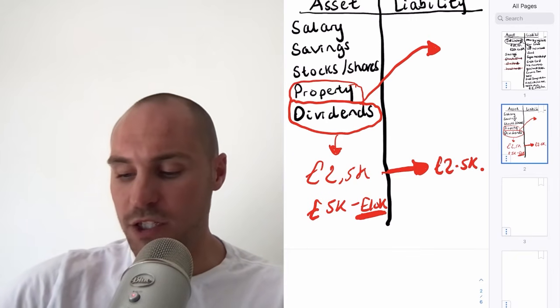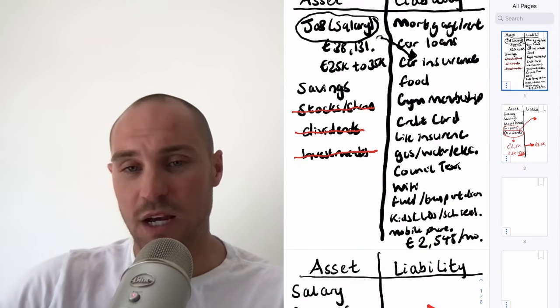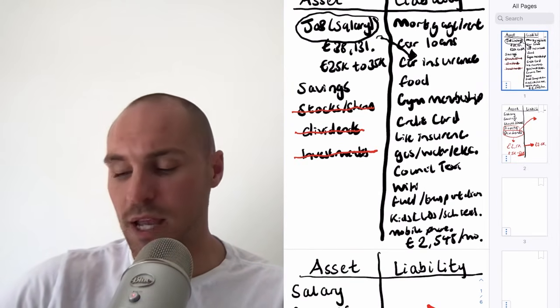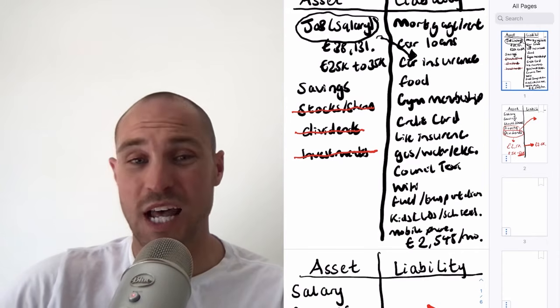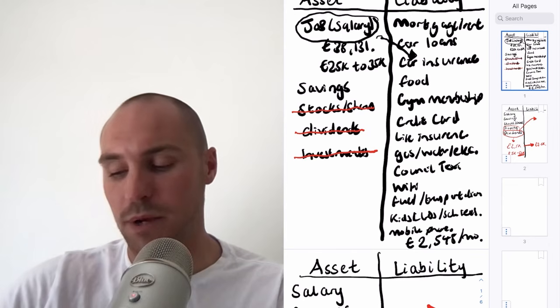So we really want to create this balance sheet here where our assets are paying for our liabilities, and we don't really want this balance sheet up here where we're on the treadmill, going to work every day and using our salaried income to pay for all of our liabilities, because that's what really keeps us on this perpetual cycle.